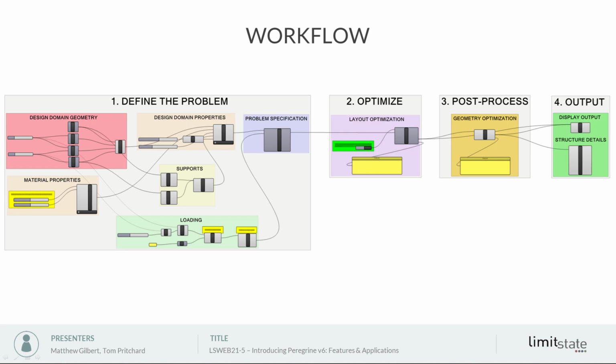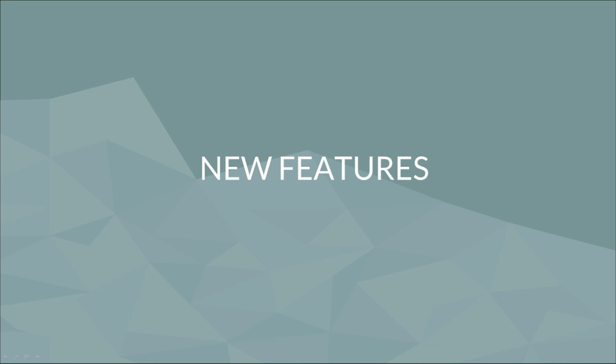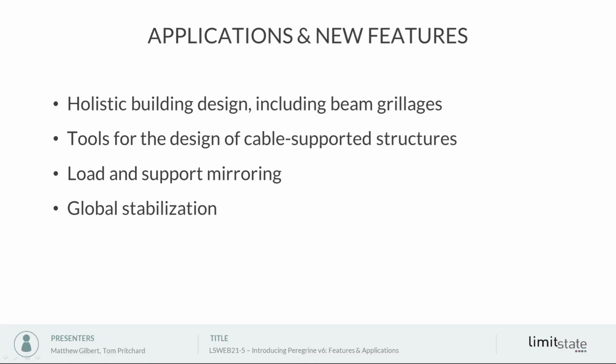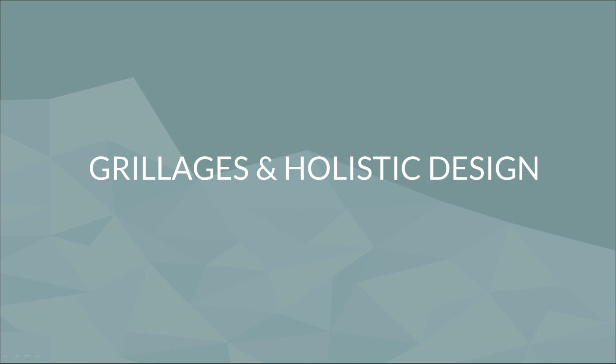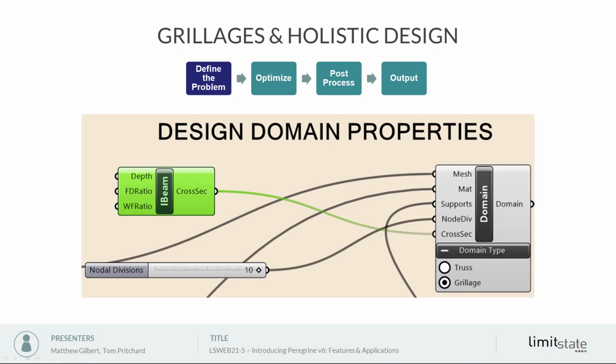So let's go over the new features. First we're going to look at holistic building design, including beam grillages, then tools for the design of cable supported structures such as bridges and stadiums, then load and support mirroring, and finally global stabilization of the structures. So first up we'll take a look at grillages and holistic building design. And that comes under the definition of the problem stage of the workflow that we were looking at previously.